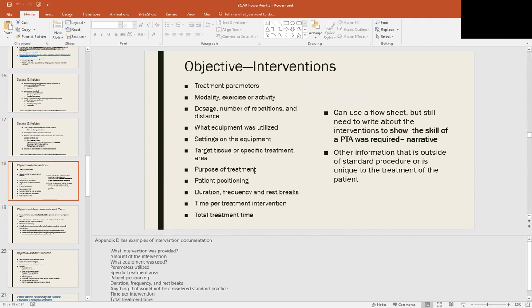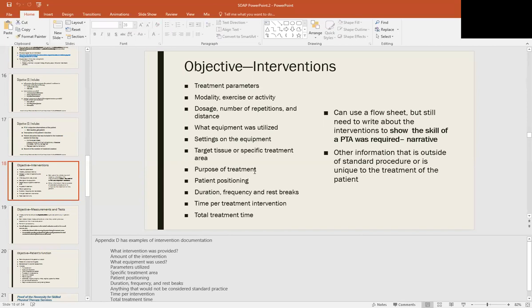So when you do provide an intervention for your patient, and again, you guys have learned about orthopedic exercises last quarter, and certain modalities last quarter, you guys have already been learning how to document those interventions. So we're briefly going to go over what those can include. So the parameters, what modality, exercise or activity did you do? The dosage, so for ultrasound, we might have done it for 1.0 watts per centimeter squared. Number of reps for an exercise and distance for walking.